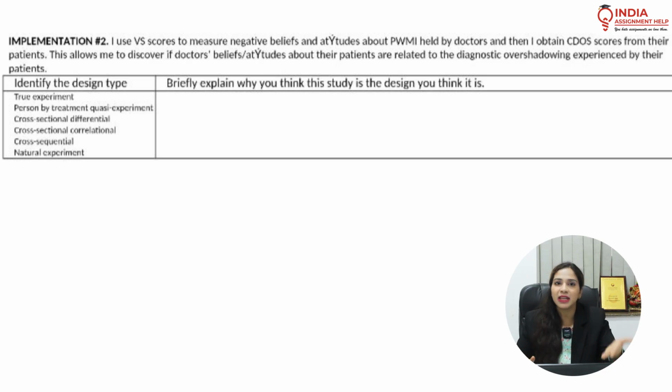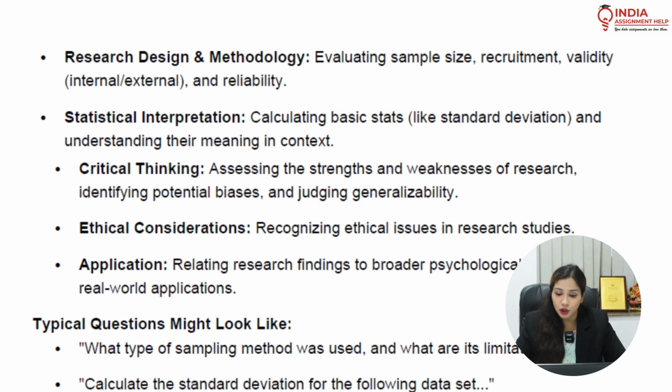Such scenarios will be given to you in your assessment 3, and this holds 20% of the weightage. What is assessed through this assessment? Research design and methodology. You learn how to evaluate sample size and recruitment validity. You learn how to do statistical interpretation. Your critical thinking ability increases. Also, you learn how to apply your research findings, what you have learned about statistics, to broader psychological concepts or real world applications. So this is what assessment 3 holds.